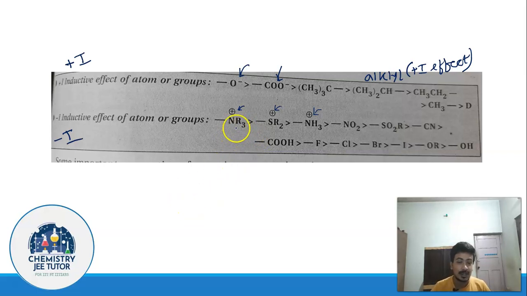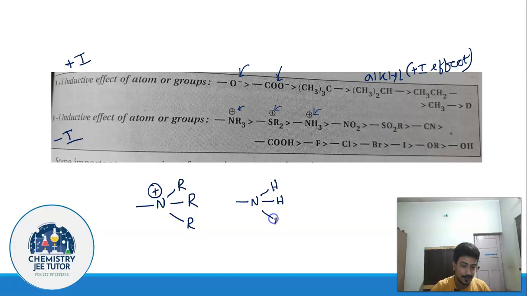In this case, what I'm going to ask is, if you understand, this is NR3. R means alkyl group. This might be methyl, this might be ethyl, whatever it is. This is NR3 and this is NH3 plus. Since nitrogen is tetravalent in this case, we have a positive charge over nitrogen.